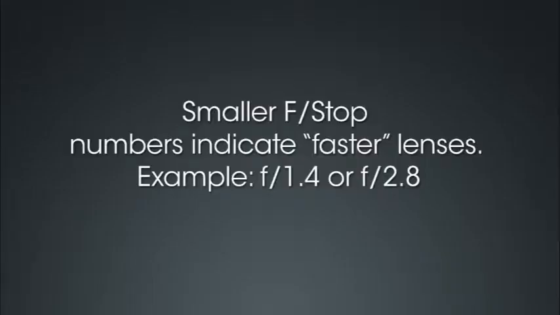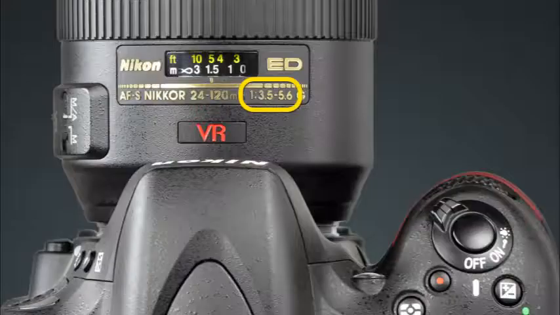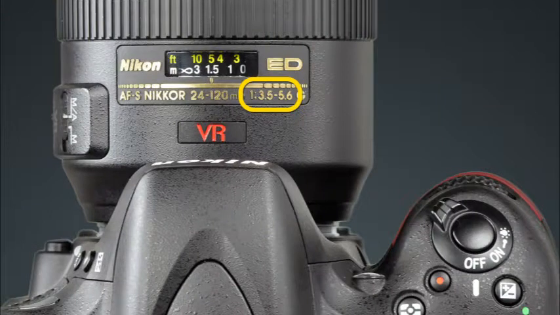Let's talk a little about lenses and apertures. When shopping for a lens, you'll notice that all lenses have a maximum aperture or f-stop. Smaller numbers like f1.4 or f2.8 are considered to be faster lenses because they allow a lot of light into your camera. If your lens has a range of apertures, note that the largest aperture can only be used at the widest focal length. This is how the aperture or aperture range is indicated on a lens barrel.